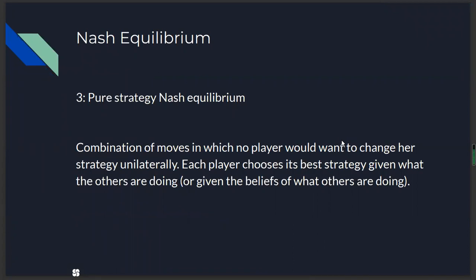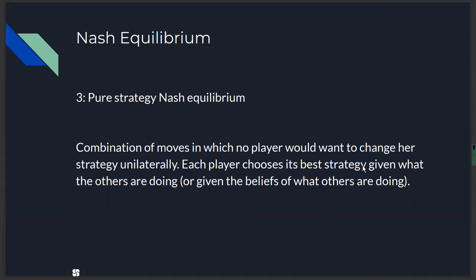Its meaning is that it is the combination of moves in which no player would want to change her strategy. Each player chooses the best strategy given what the others are doing, or given the beliefs of what others are doing. This is the definition of the Nash equilibrium. Also note that in the Nash equilibrium, there is no change of strategy by any player that would improve their payoff. Thinking of the Nash equilibrium has to go back to the definition.